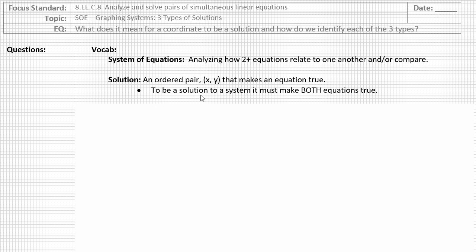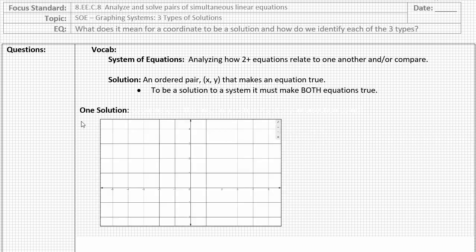Well, if you were talking about a solution or an ordered pair to a system that makes both equations true, then I would agree. So it's a point that is true for both equations. So today we're going to focus on understanding systems and solutions to them to see the 3 types that we're going to run across in our work in this unit. Let's go ahead and get started.